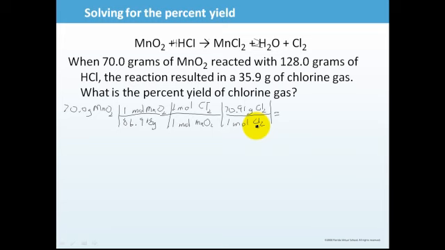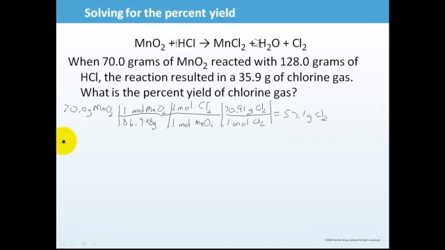Okay, go ahead and pause your video and calculate that out. All right, and you should end up with 57.1 grams of Cl2. Okay, now that may or may not be our theoretical yield.